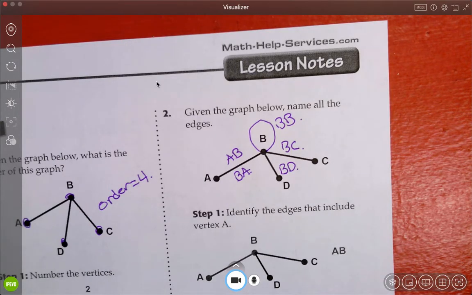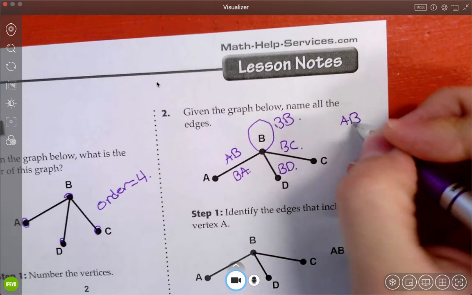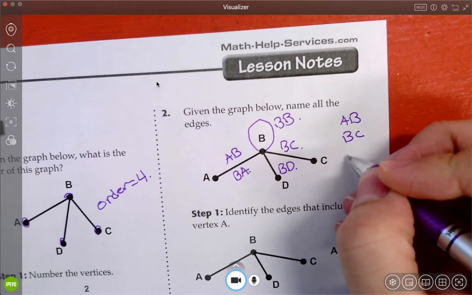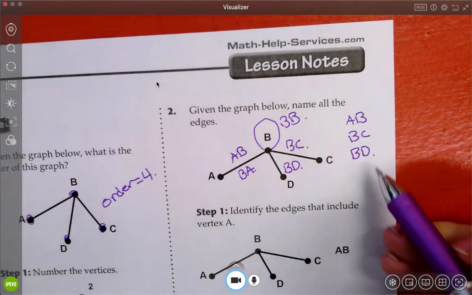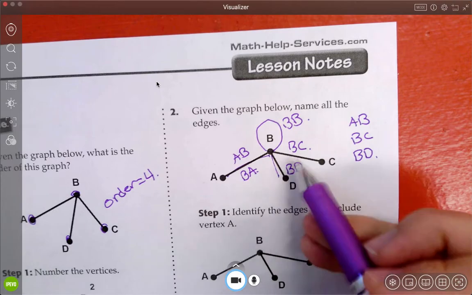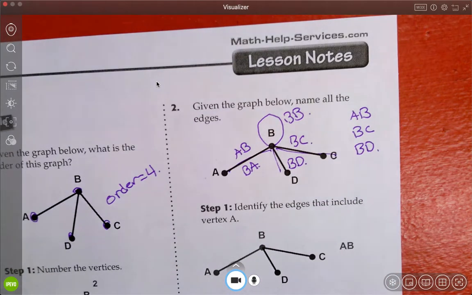So here what you would say, name all of the edges. You go AB, BC, and BD. Okay? And basically the amount of edges should line up with how many lines you have. So here I have 3 lines, so I have 3 edges. I think it's pretty self-explanatory.